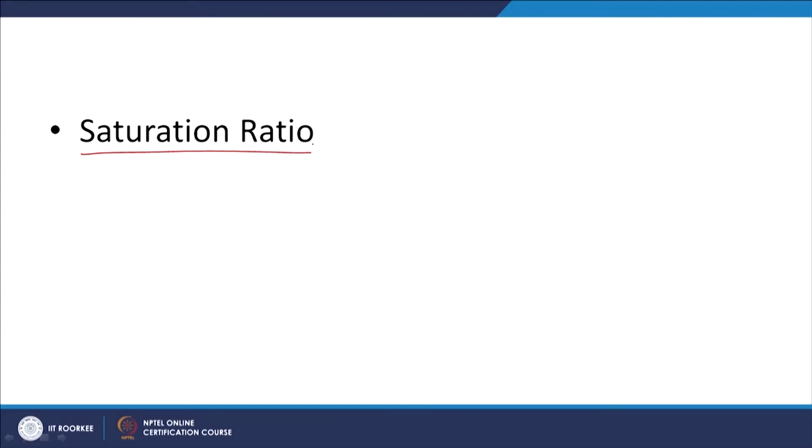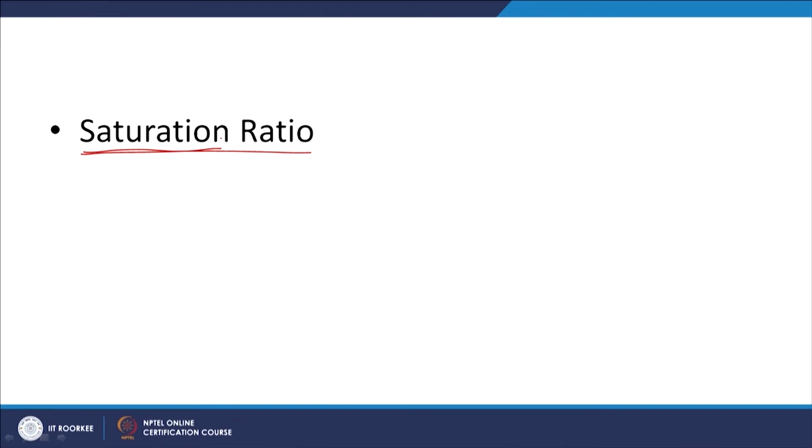Here I want to know when the precipitation is going to go through, and if it's going to go through, at what rate. So in that case we are going to consider this particular variable called the saturation ratio. I am going to call that S is equal to Q by K, the solubility constant or solubility product, to the power of 1 by X.